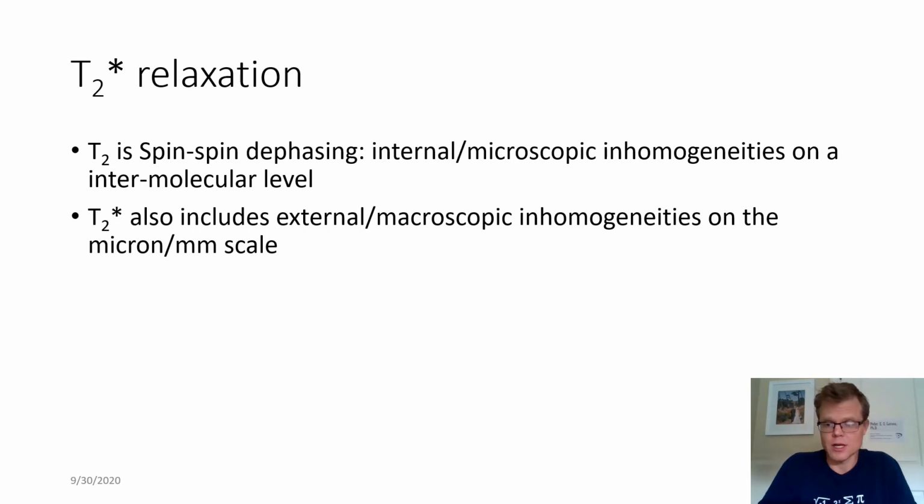Now we can also use this concept to understand T2* relaxation. So what is T2* relaxation? T2* relaxation is a combination of T2, which is our spin-spin dephasing, from molecular level inhomogeneities that lead to these spins becoming out of alignment, and an effect on a larger scale, what I call a macroscopic scale, on the order of our imaging voxel size, so on the micron or millimeter scale.